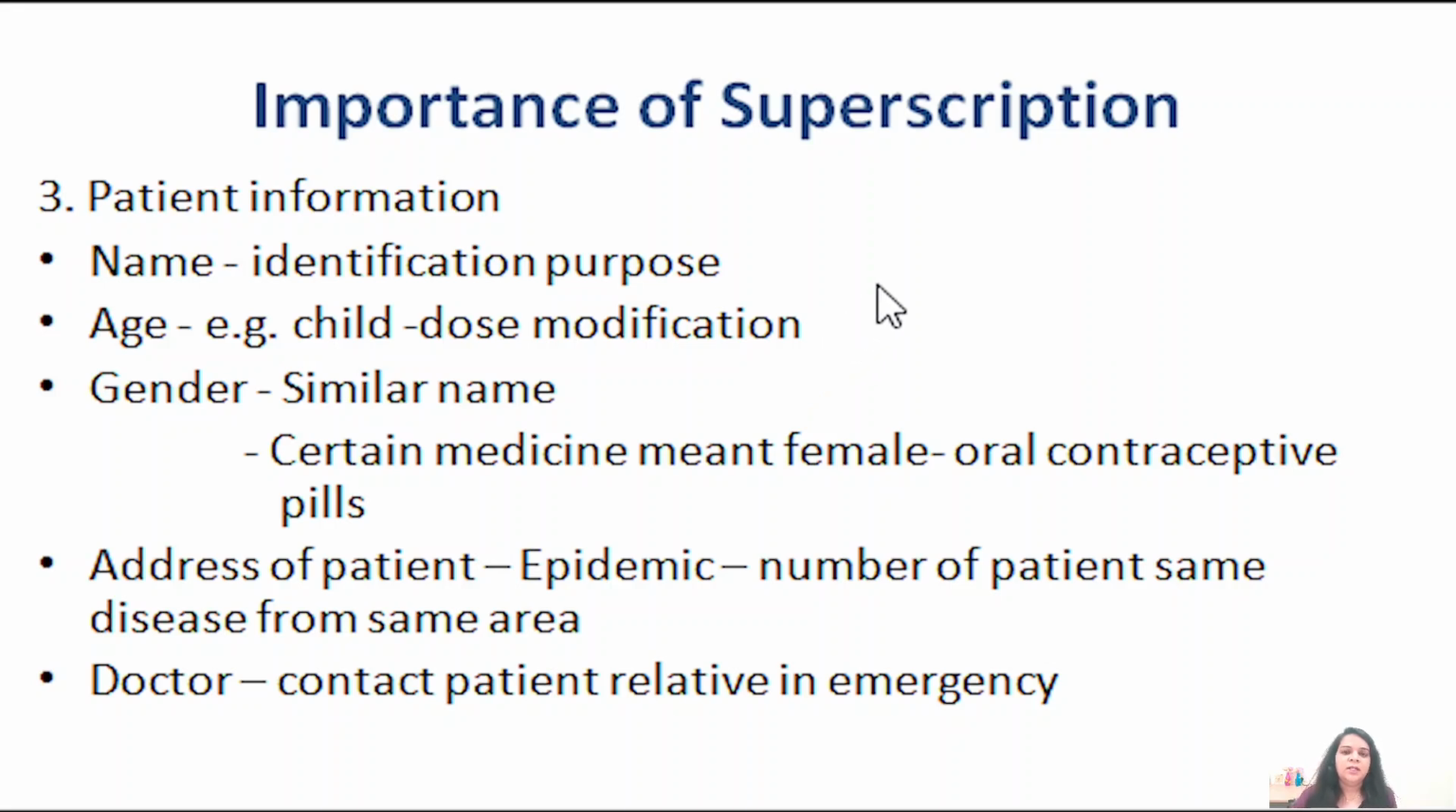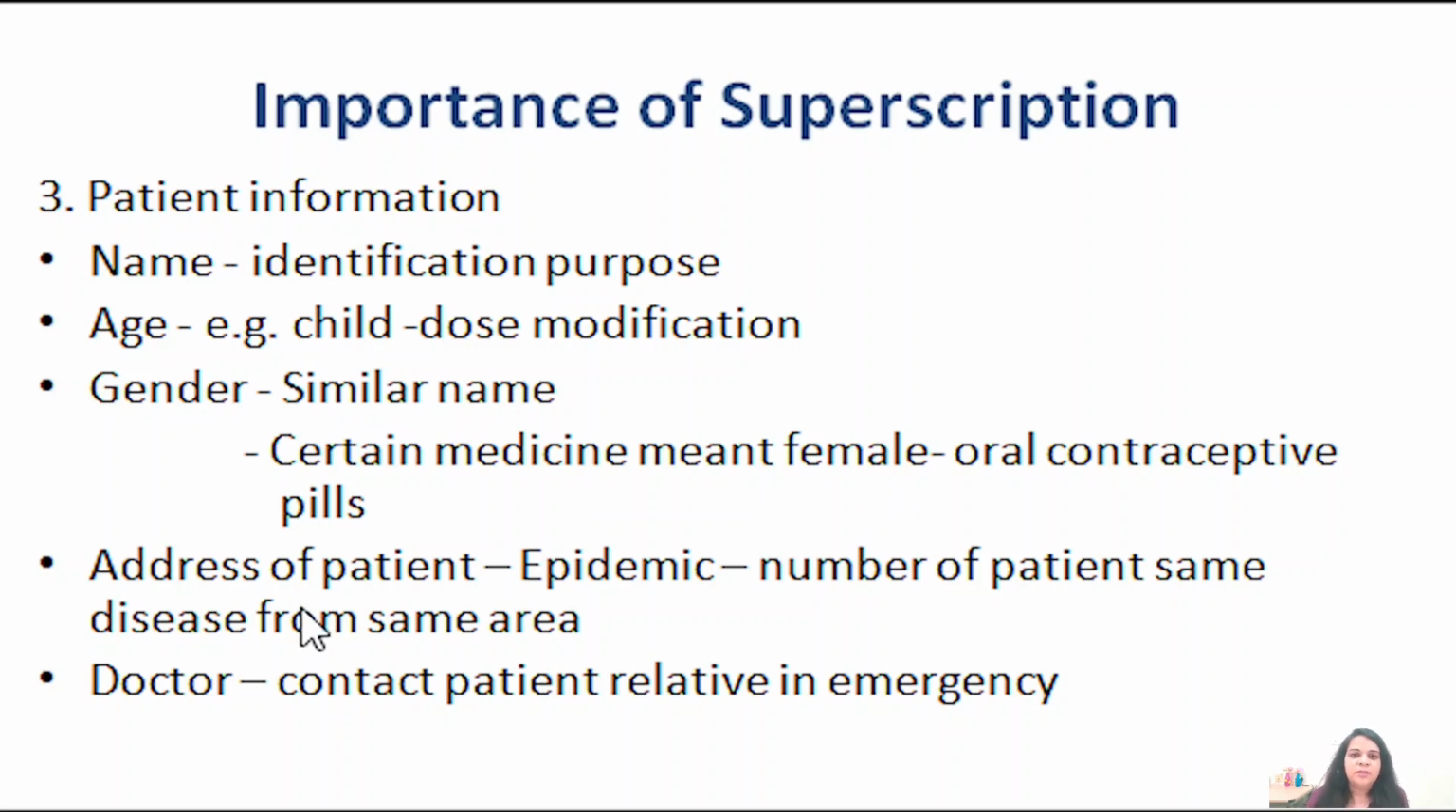When you write the name of the patient, it is for identification purposes. Age of the patient is important. For example, for a child, dose modification is required. Gender is written to avoid confusion when there are similar names. For example, Viral, which can be the name of both male and female. Certain medicines are meant for females, for example, oral contraceptive pills.